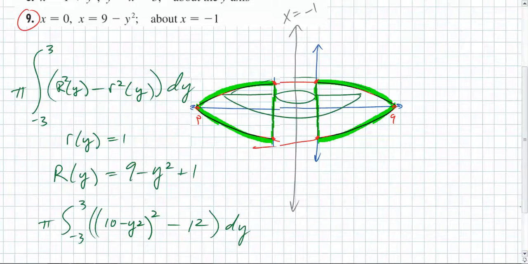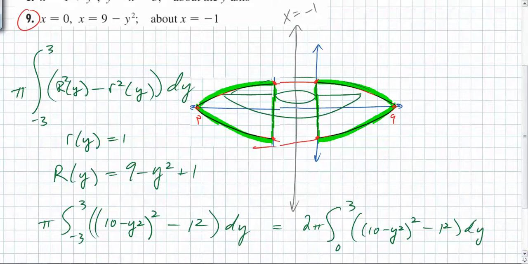Now, can you integrate polynomials by hand? Would this be something that's fair game on the non-calculator section? Absolutely. Can someone tell me one thing you could do to make this computation easier? There's one thing you could notice about this shape. You could halve it to make it 2 pi from what to what? 0 to 3 of this thing. Do you see why the upper half and the lower half are identical? So you can go from 0 to 3.